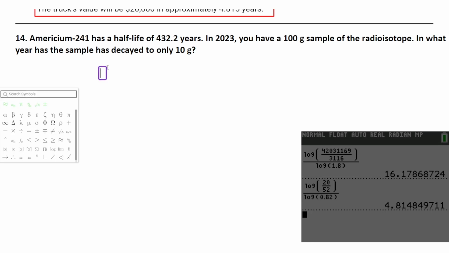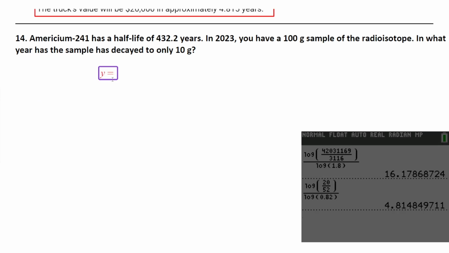So our equation for half-life is going to be y equals the initial amount, so that would be 100 grams, times 1/2 to the power of the number of years, which is what we're trying to solve for, call that t, over the half-life, which is 432.2 years. We want to know in what year this decays to only 10 grams, so we're going to solve for t, we're going to set y equal to 10.